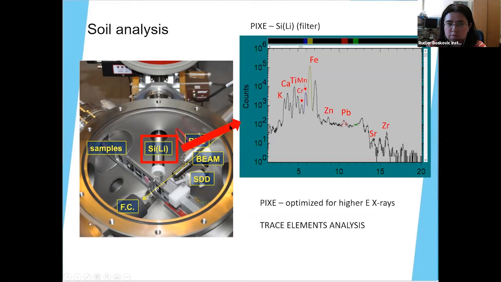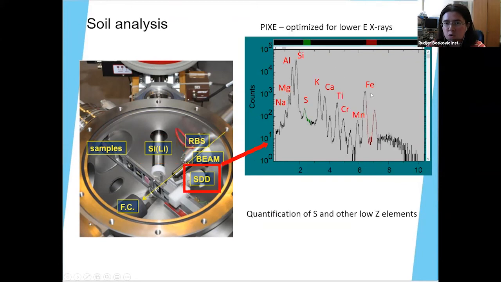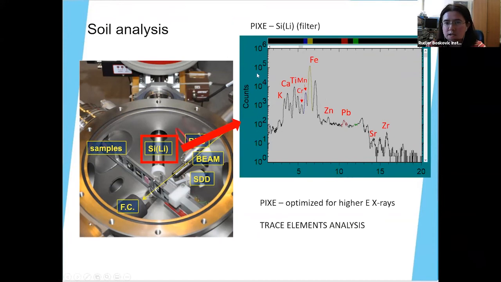And then we observe the spectrum from the other detector that has a filter in front. As you can see, all these lower Z elements are filtered. So basically, the highest signal is from iron. For example, here, if you compare, the iron is not so high, the highest is aluminum and silicon with the SDD detector. But with this detector, these low Z elements are all filtered, and then you have more sensitivity for these trace elements. For example, you see zinc, lead, strontium, zirconium. So basically, this detector was used to quantify trace elements.